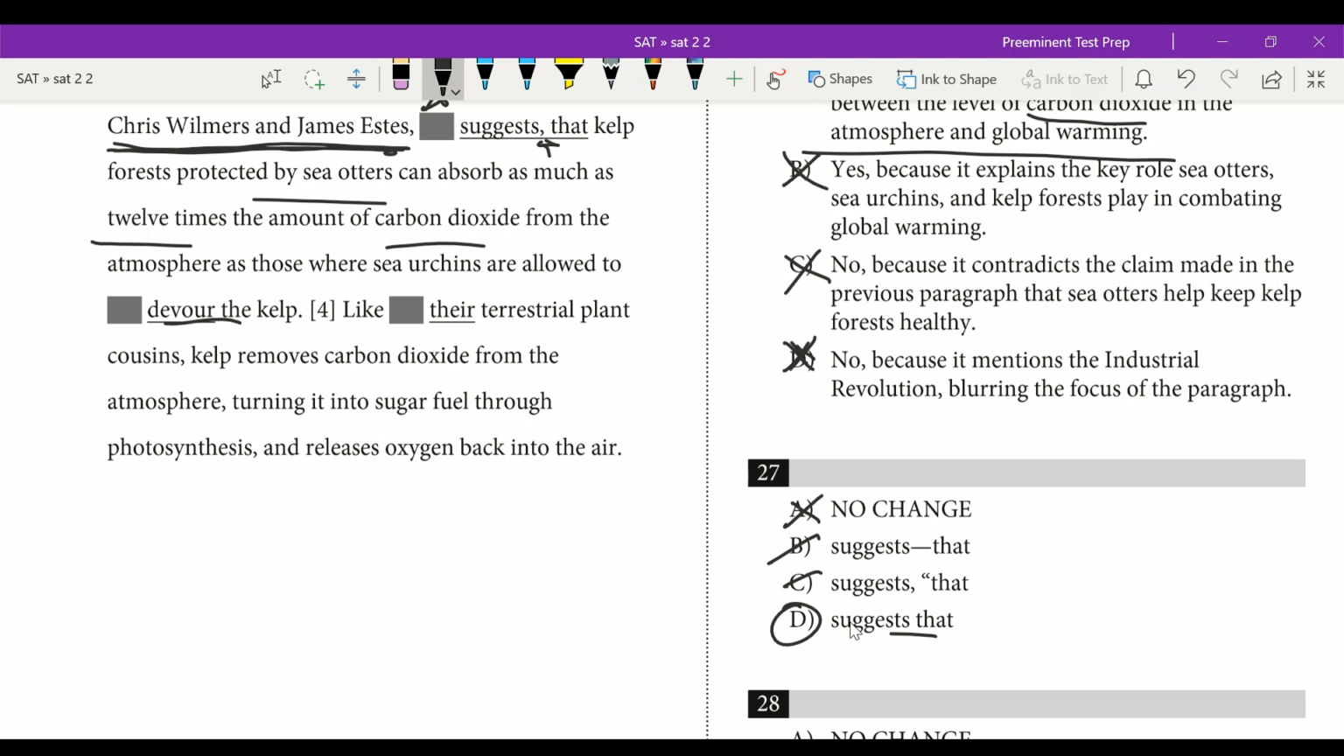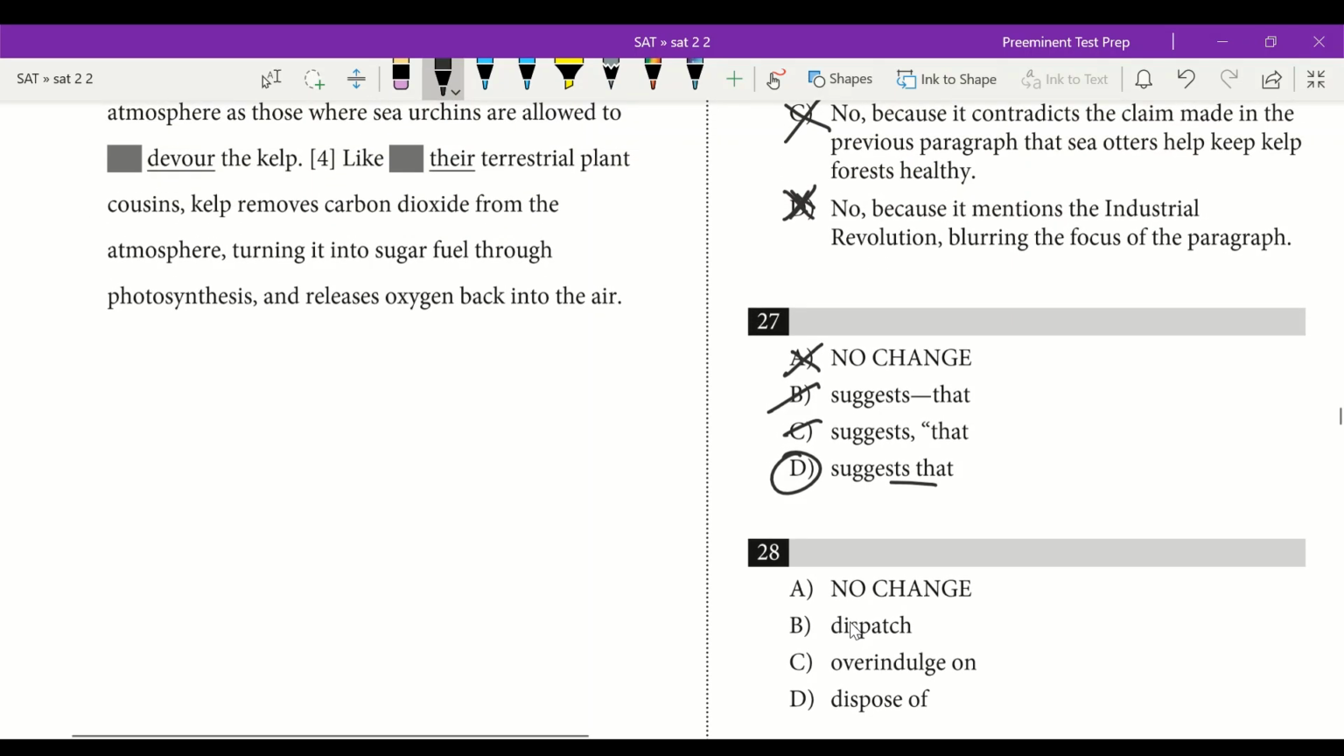All right. Now we have can absorb as much as 12 times the amount of carbon dioxide from the atmosphere as those where sea urchins are allowed to devour the kelp. Well, what do we have here? We have one word underlined. What does that mean? We're looking to replace the word or keep it, right? So does it make sense where it is? I would argue that it does.